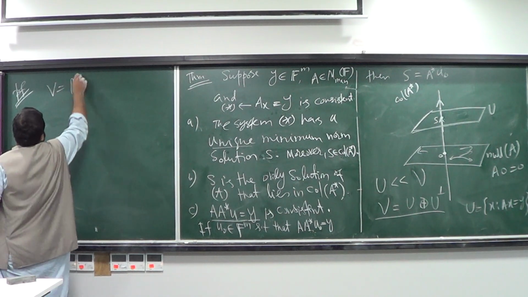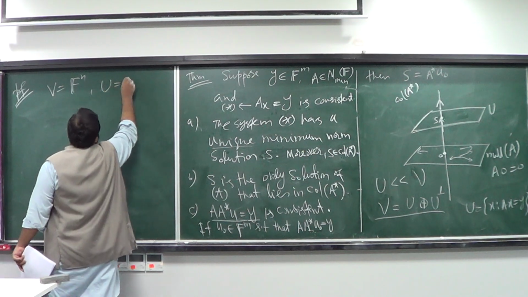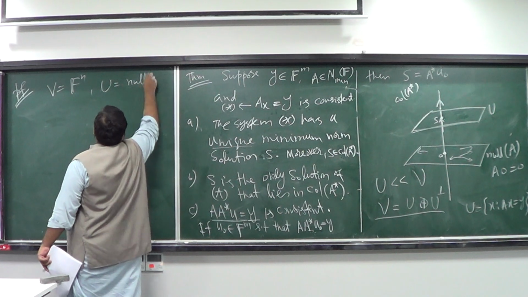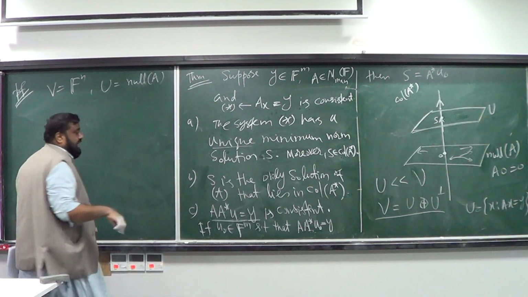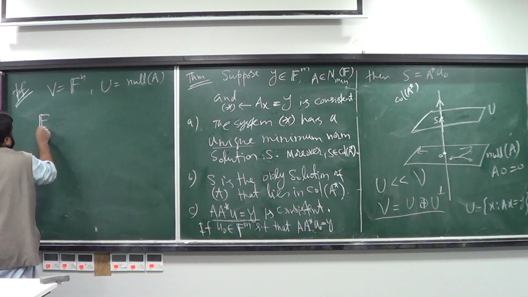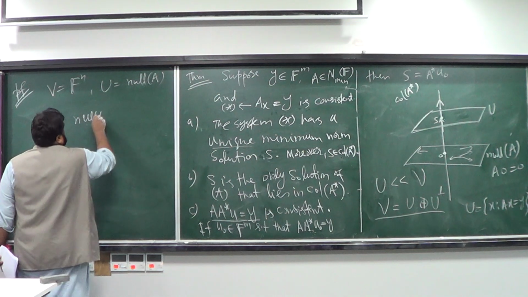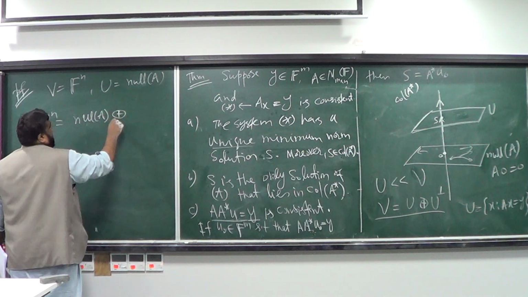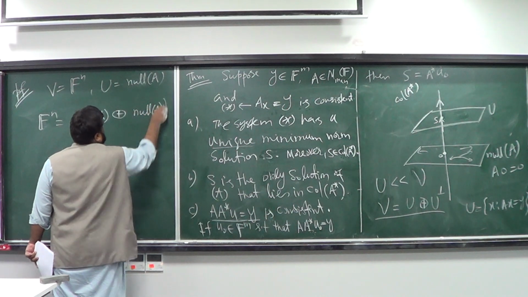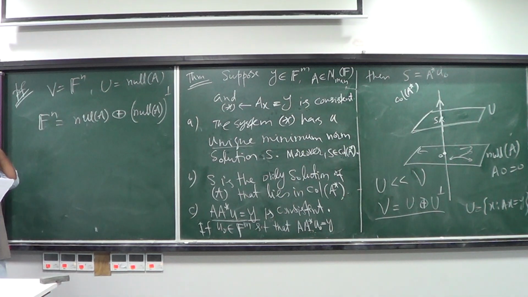Now in our case, take V to be F^n, and U to be the null space of A, it's a subspace. Then I know that F^n can be written as the null space of A, direct sum, the orthogonal perp of the null space of A.